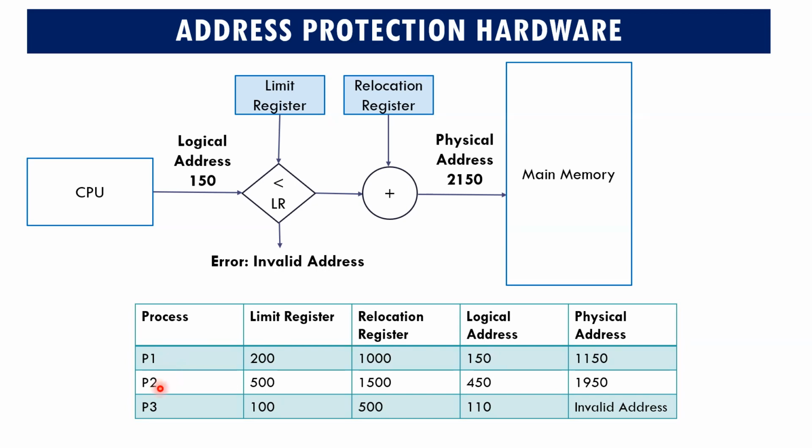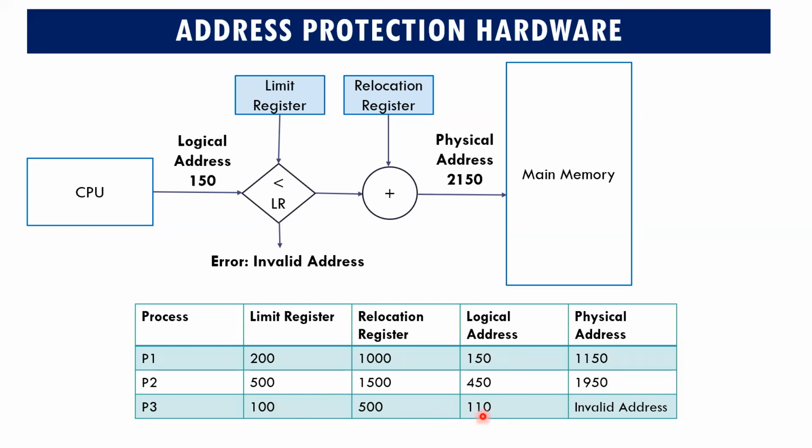Now, coming to the process P2, the logical address is 450. If you compare it with the value of the limit register, which is 500, 450 is less than 500. So it is also a valid memory access. That is why we can add the relocation register value and the logical address value in order to get the physical address. So 1500 plus 450 is 1950.